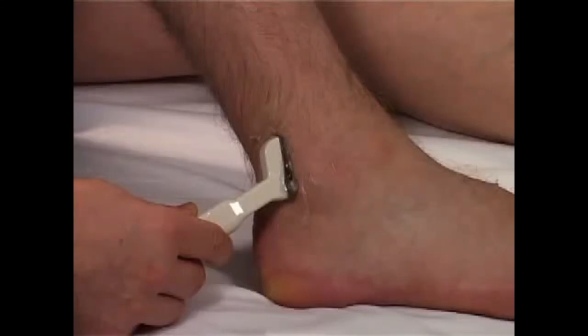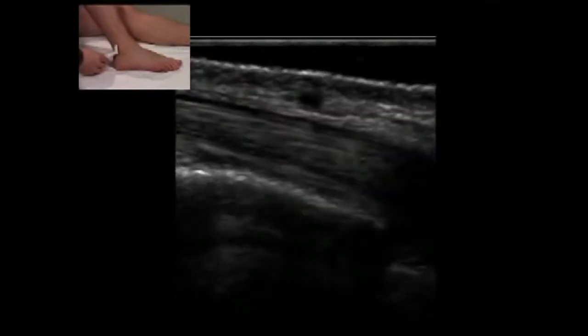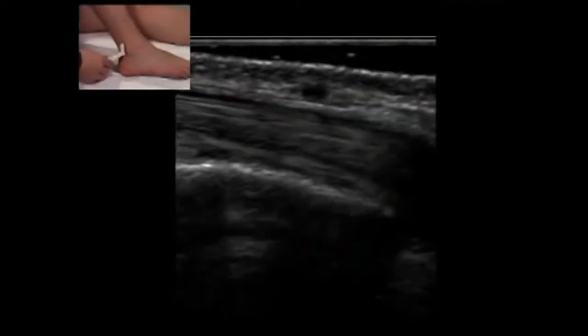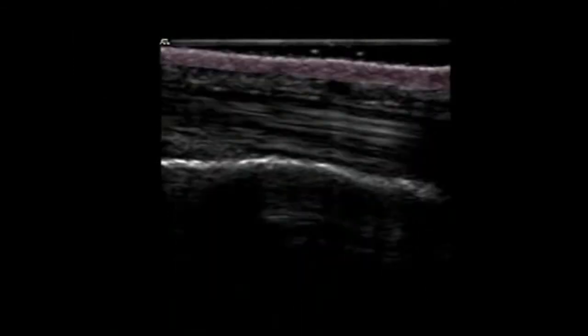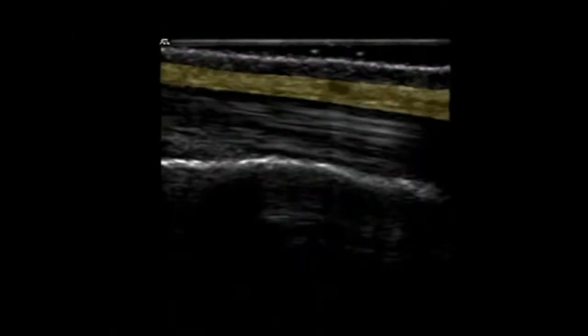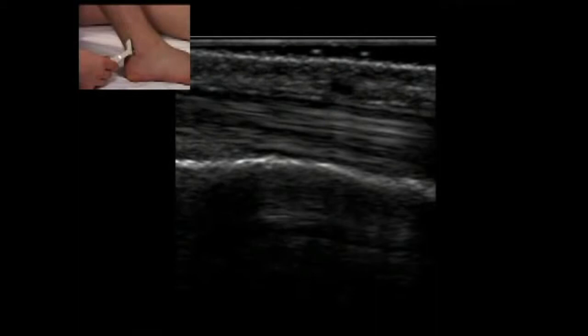The patient sits knee flexed with sole of foot on couch. The transducer is placed longitudinally immediately posterior to the lateral malleolus. Skin, subcutaneous fat, peroneus longus and brevis tendons, and fibula are visualized.